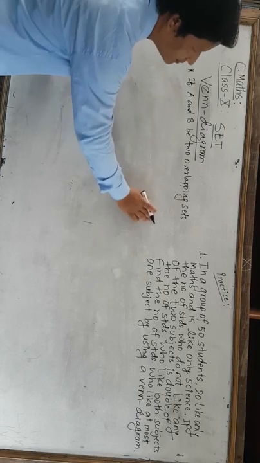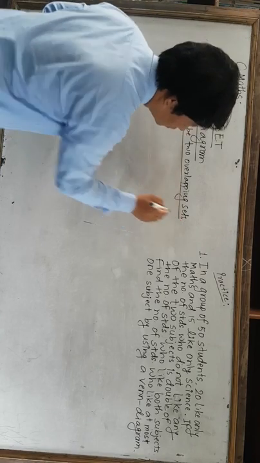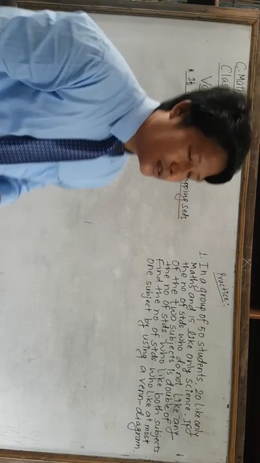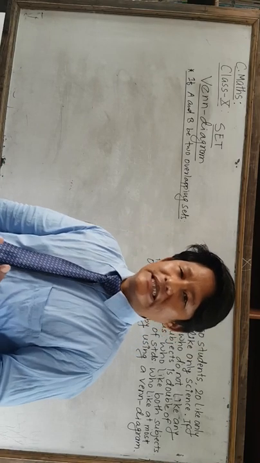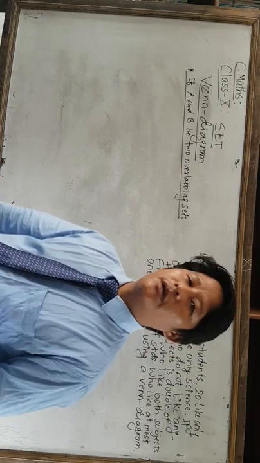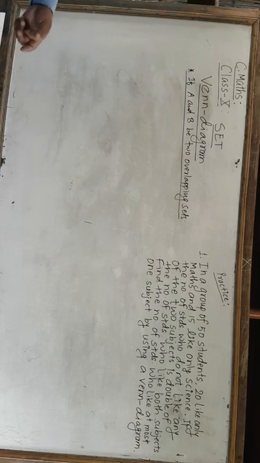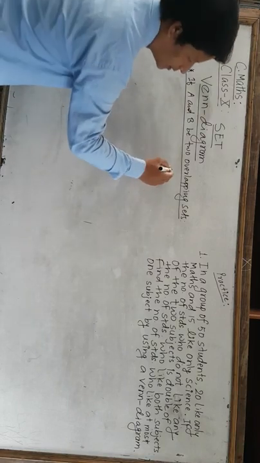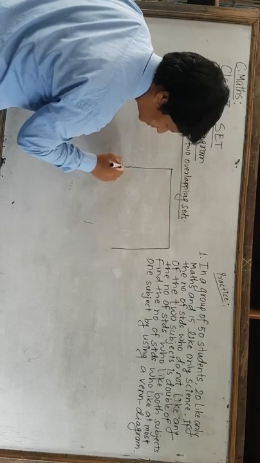So if A and B are two overlapping sets, then overlapping means both sets must have common elements. So we can say that such two sets are overlapping sets. I will show you with the help of the Venn diagram also.